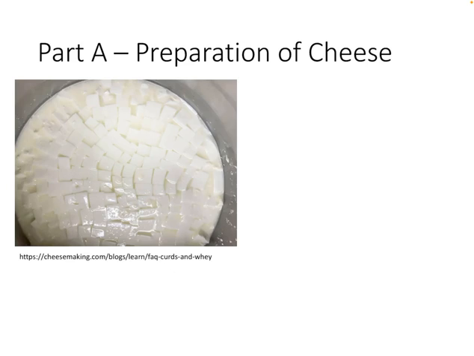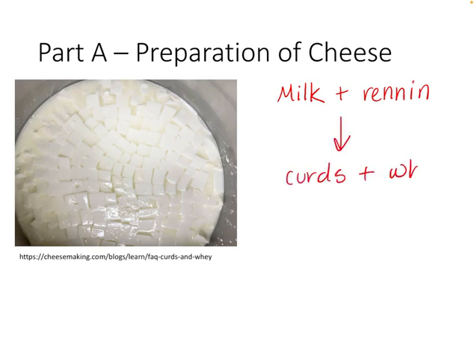So in part A, we're actually going to prepare cheese. Well, sort of. So what we're going to do is mix milk that's been treated with buttermilk, and we're going to mix that with an enzyme called rennin. And this should produce curds and whey. So curds are the solid pieces shown in the picture on the left. Whey is the liquid portion.